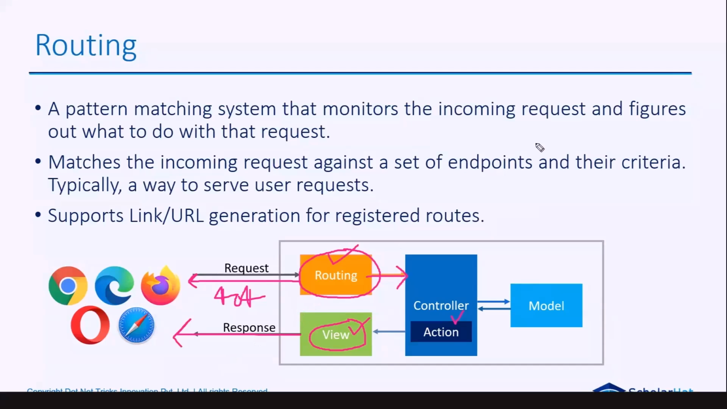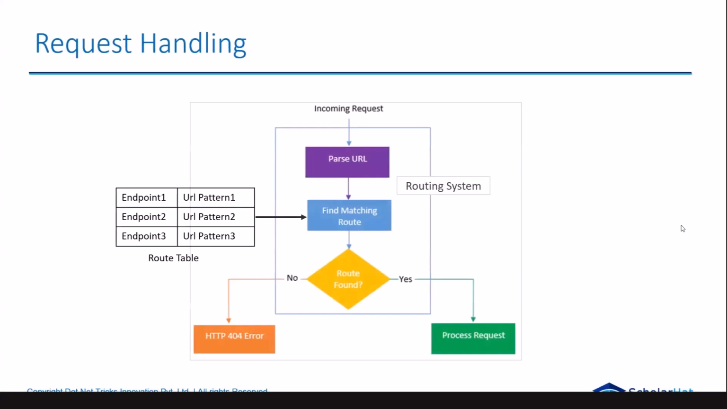If we look at this workflow in more detail, the request we make is parsed by the routing system internally. Then we register these sets of routes, which we add from the program.cs file. In the program.cs file, we define multiple endpoints. Each endpoint has a unique URL pattern.